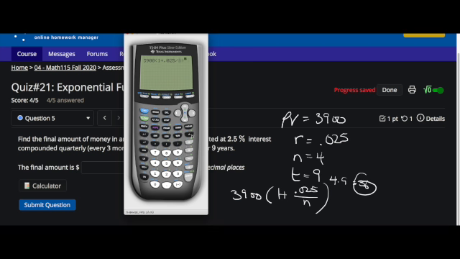Just plug this whole thing in. Make sure you have everything in parentheses that you need. Make sure your decimal places are correct. Make sure your products are correct for the exponent. It's 4 times 9 because it's happening 4 times a year, 9 years in a row.